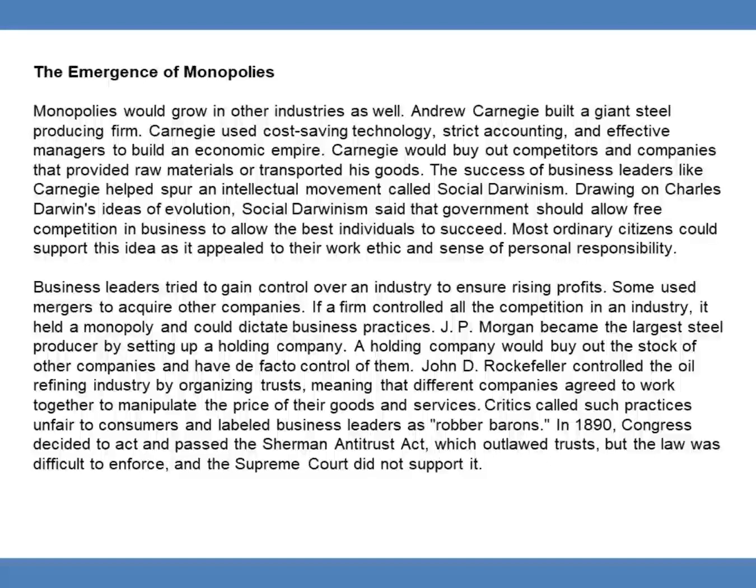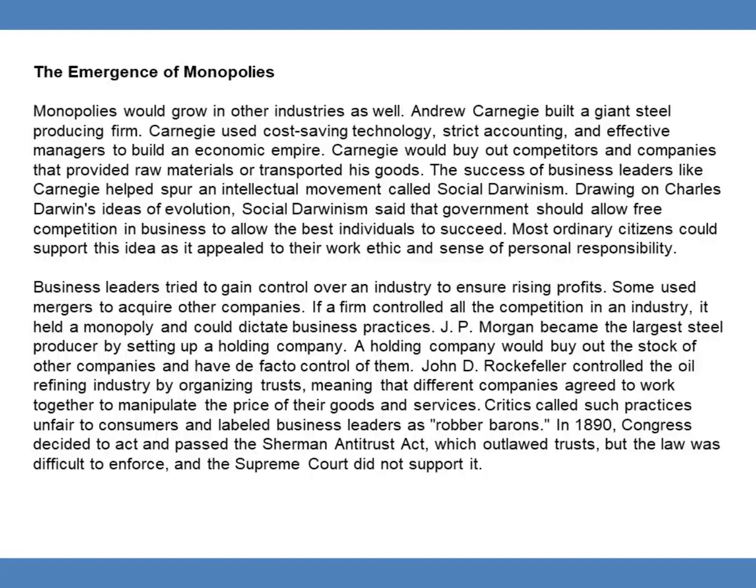Business leaders tried to gain control over an industry to ensure rising profits. Some used mergers to acquire other companies. If a firm controlled all the competition in an industry, it held a monopoly and could dictate business practices. J.P. Morgan became the largest steel producer by setting up a holding company. A holding company would buy out the stock of other companies and have de facto control of them.